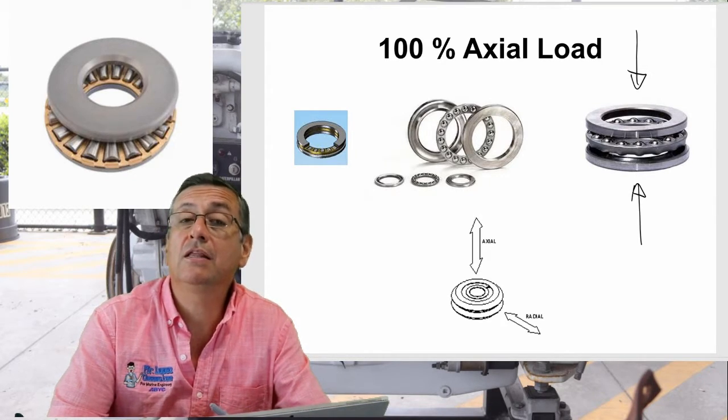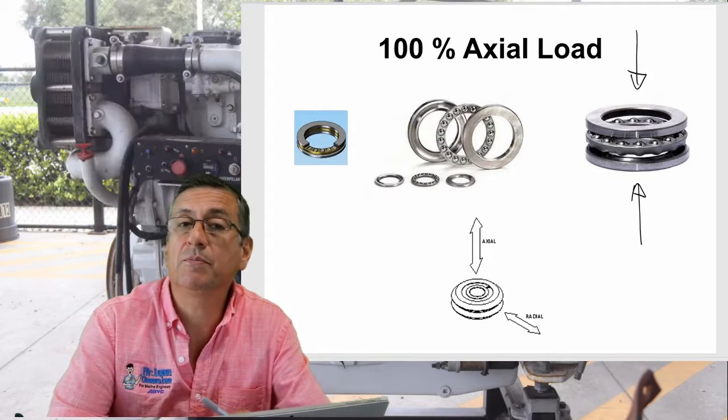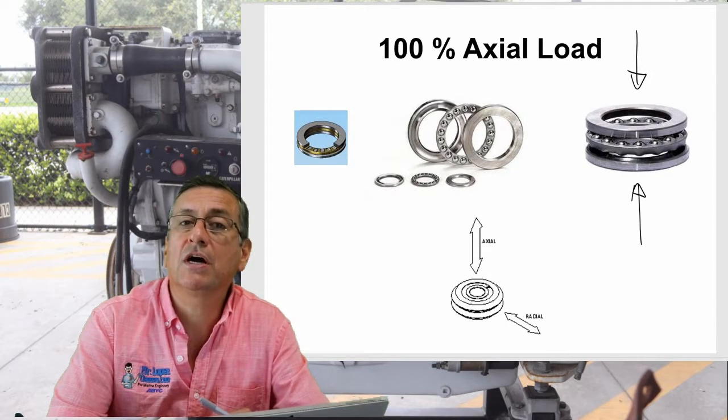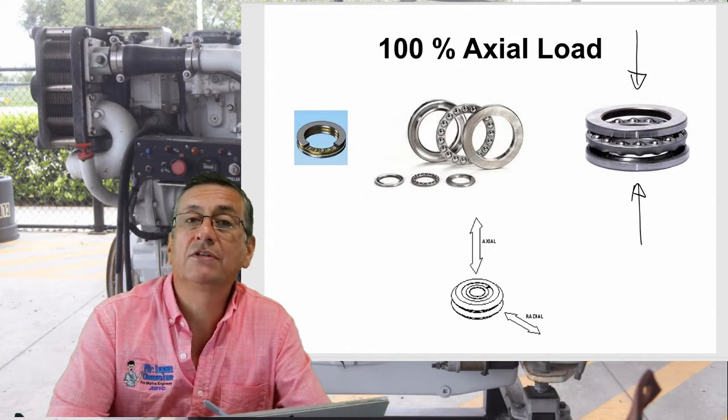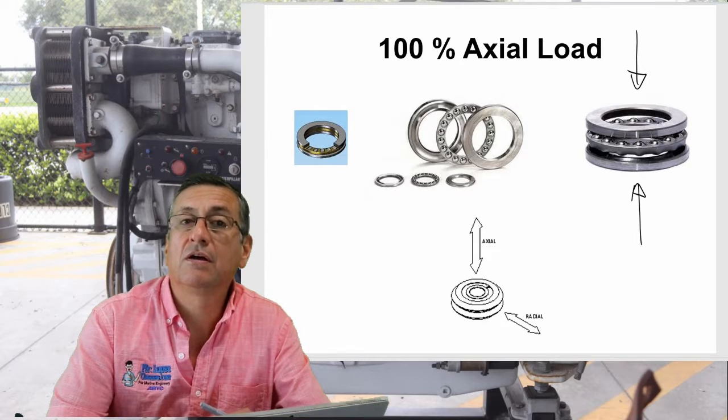We are going to study that later. There are three shafts in a typical transmission: input shaft, output shaft, and layshaft. Each of those shafts is supported by radial bearings and axial bearings.